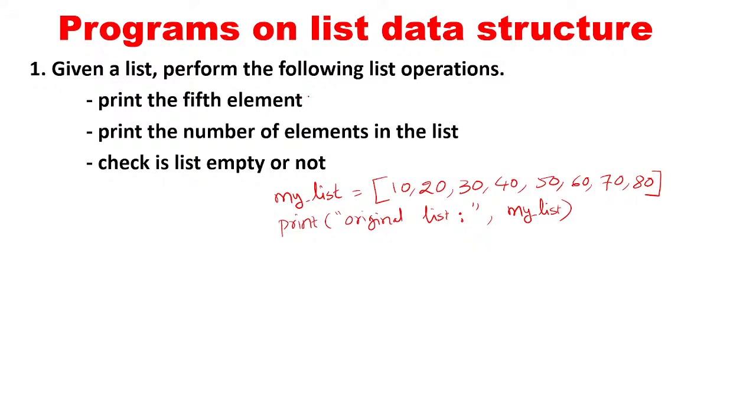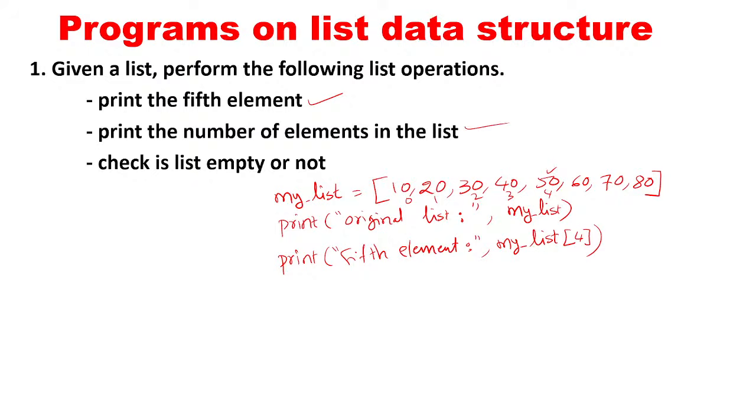Now what are our tasks? We want to print the fifth element. How can we print the fifth element? Here I can just write fifth element. Where is the fifth element? 1, 2, 3, 4, 5. This is my fifth element. What is its index? Index of this is 0, 1, 2, 3, and 4. So the fifth element will be at index 4. So I should say my list of 4 gives the fifth element.